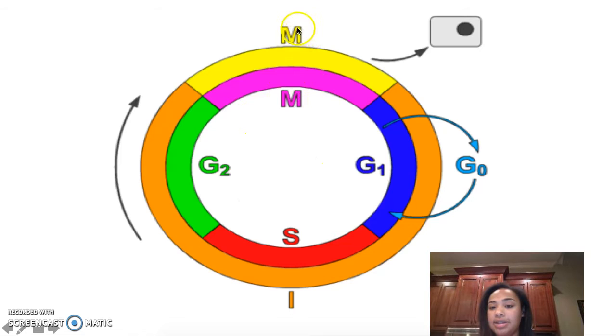In mitosis, or the M phase, all energy of the cell is focused on the division of the single cell into 2 identical daughter cells.